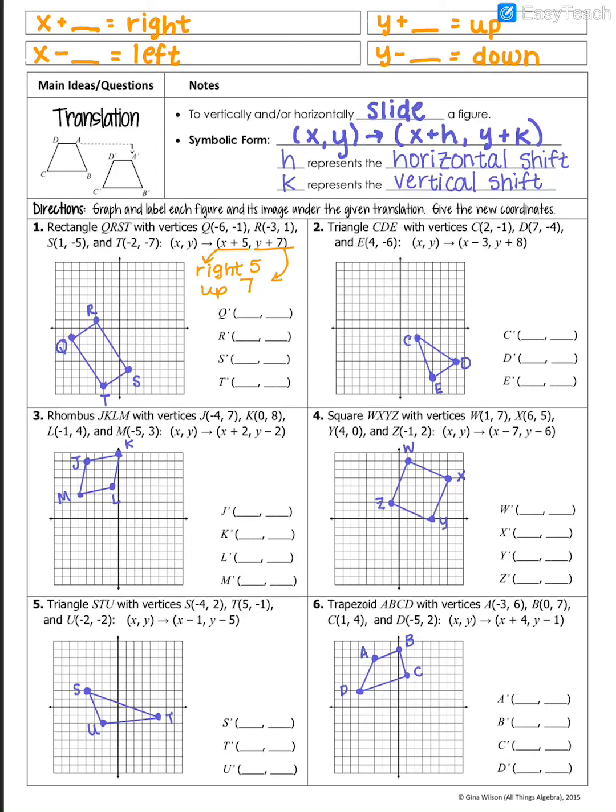It doesn't matter what you start with. I'm going to go ahead and start with Q. So I'm going to move it 5 to the right and then up 7, and then I'm going to place Q prime on that spot wherever I end up. So 1, 2, 3, 4, 5, and then up 7. 1, 2, 3, 4, 5, 6, 7. So this is where Q prime will be, and that is the point (-1, 6).